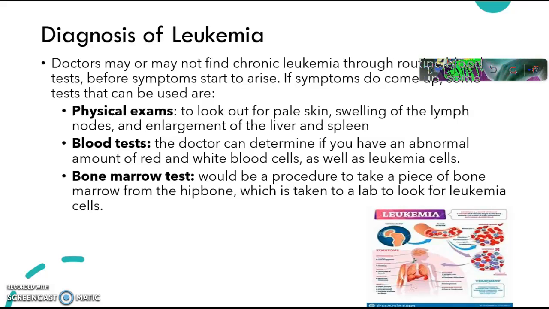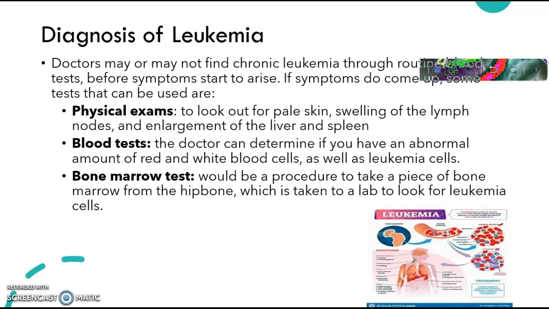So some tests that can be used to diagnose leukemia if symptoms do come up. One would be just a physical exam. This is basically the most simple you can get when it comes to deciding if your patient has leukemia or not. Basically, just look out for pale skin. You can feel around the lymph nodes to see if they're swelling up, and also enlargement of the liver and spleen.